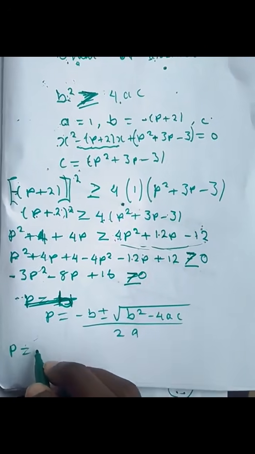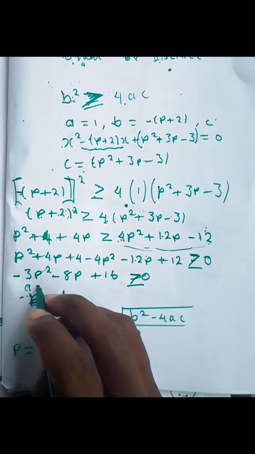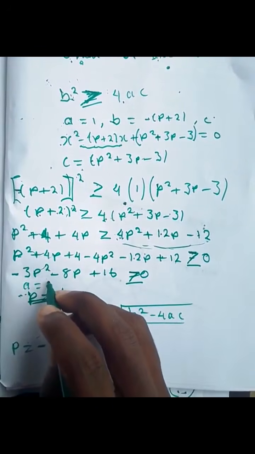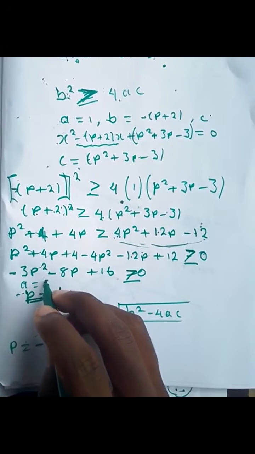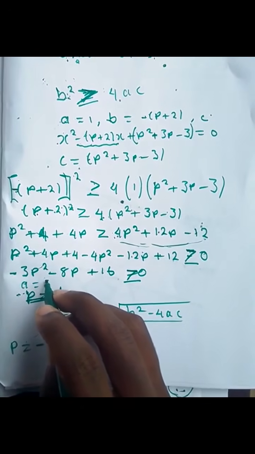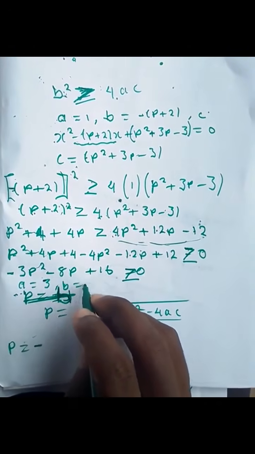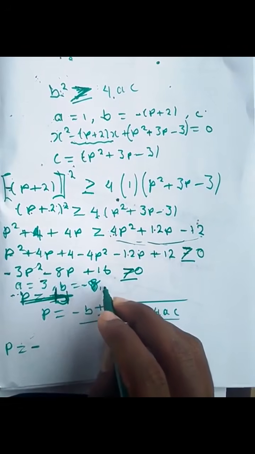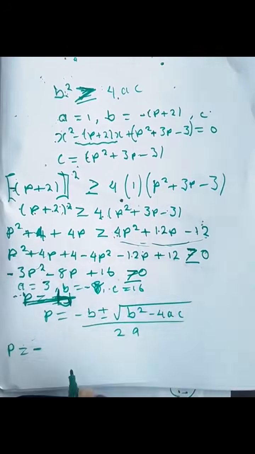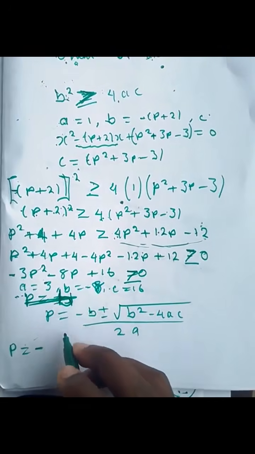So let's start. So now remember our a is negative 3. Yeah, our a is negative 3. Our b is negative 8. And our c is 16. So let's substitute in this formula. So where there's b, I'll put negative 8.